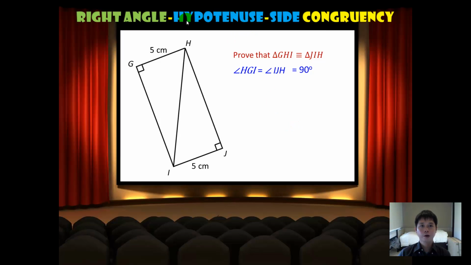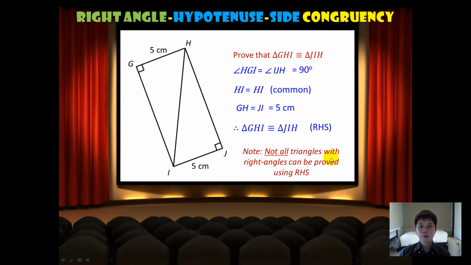Next, can we find a pair of corresponding hypotenuses that are the same? Yes, HI equals HI because they are common. And finally, can we find a pair of corresponding sides that are the same as well? Yes, we have GH equals JI, which is equal to 5 cm. And therefore, these 2 triangles are congruent given the RHS congruency test.